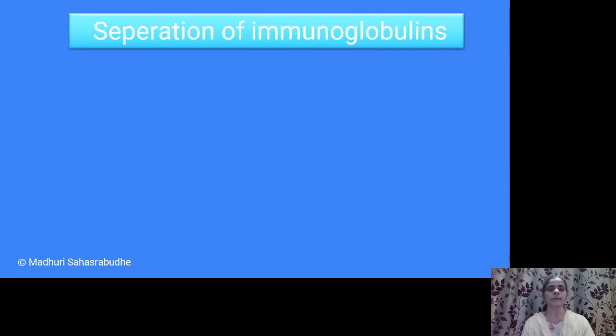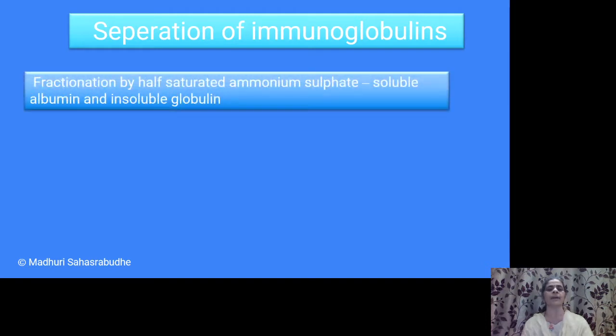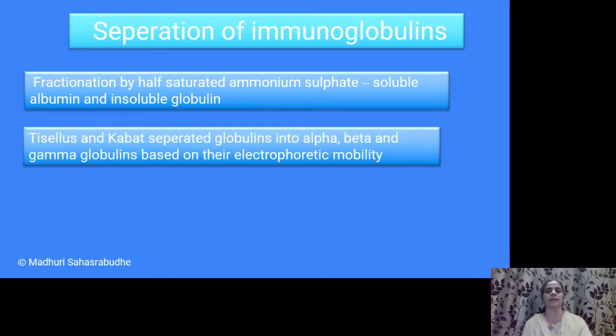For that, we have to separate the particles in order to study that particle in detail. So, how are we going to separate the immunoglobulins? Immunoglobulins, for the first time, were separated by the fractionation method using half saturated ammonium sulfate, in which we get two fractions. They are soluble albumin and insoluble globulin. This insoluble globulin was further separated by Tiselius and Kabat by using electrophoresis.